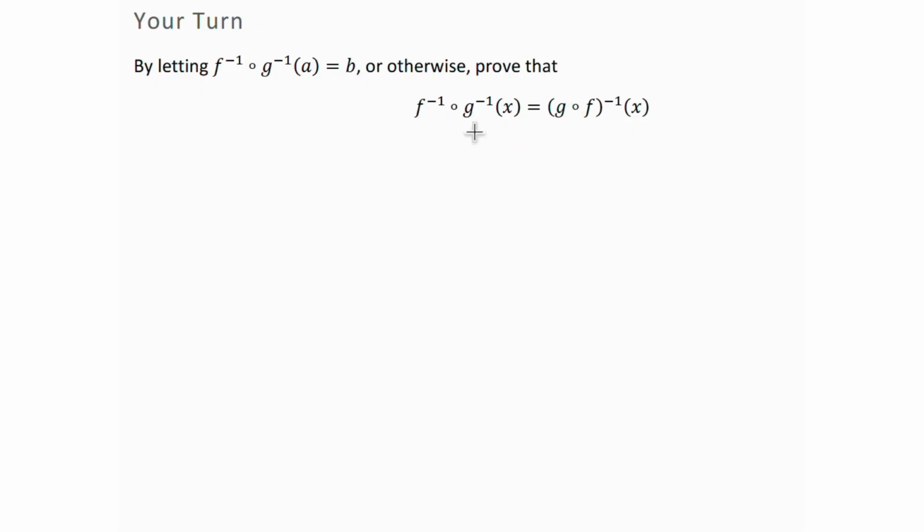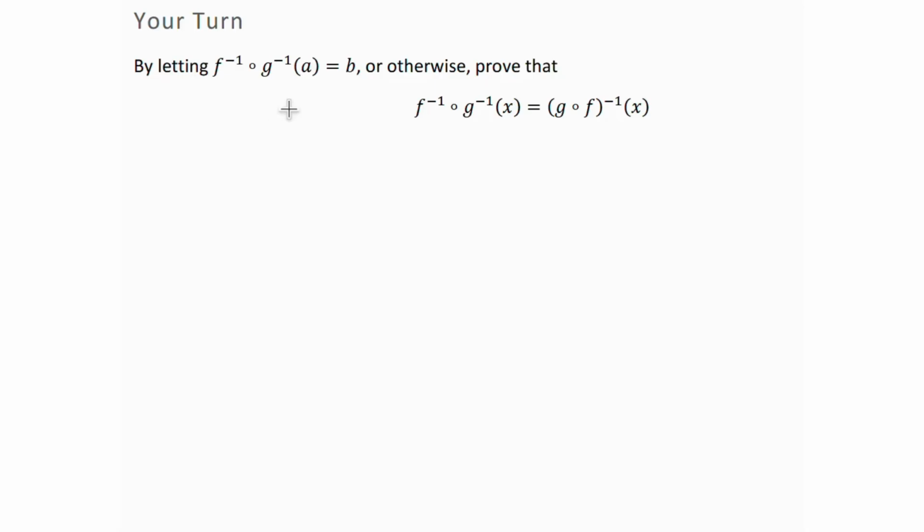What this is saying is that if you take the inverses separately or together, you have to swap the order of the functions. So if you do the inverses separately and then compose the answers, it's in the opposite order to if you compose the functions and then take the inverse. This is quite an important and useful result for analyzing inverse functions. Let's have a look at how we can prove it.